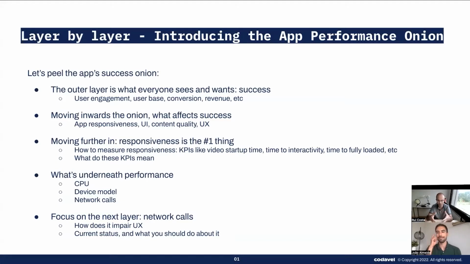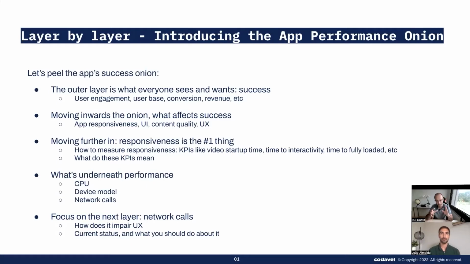And the analogy for the onion is rather simple. So we'll start with the outer layers, which are basically what everyone wants in a mobile application as the owner of a mobile application, like success. So success in this case typically means that you want a lot of users using your application, you want your users to be happy, you want good ratings, you want conversion, and in the end you want revenue either for selling something or for advertisement.